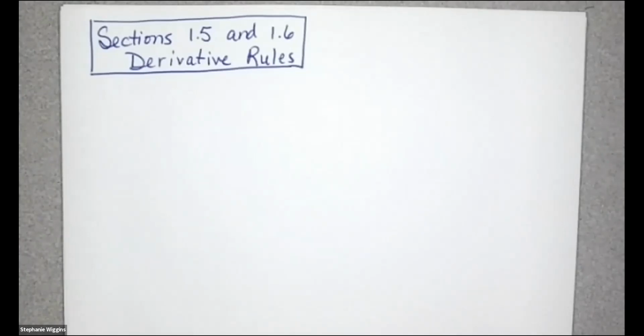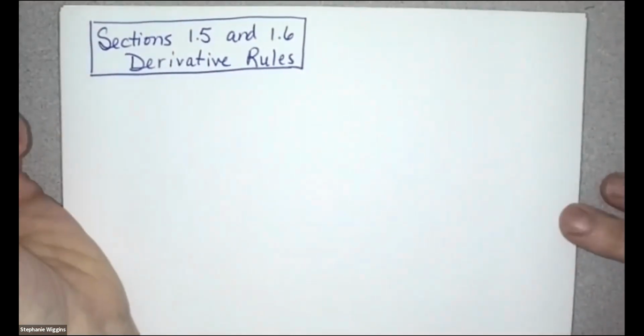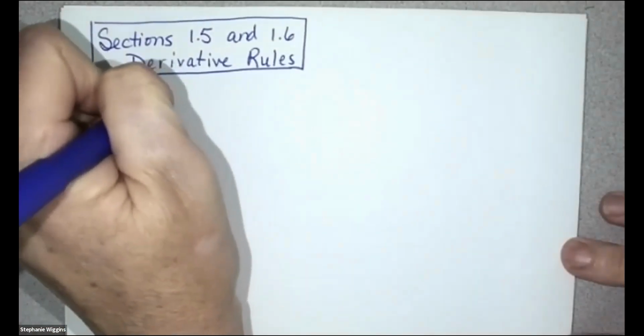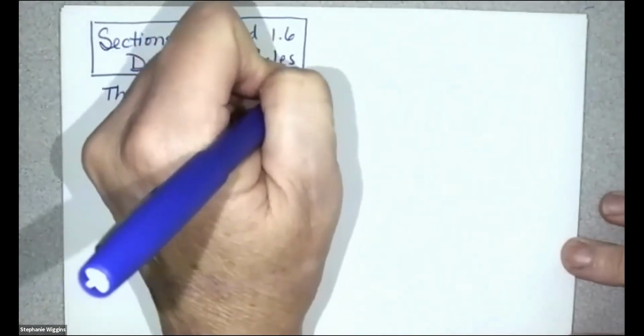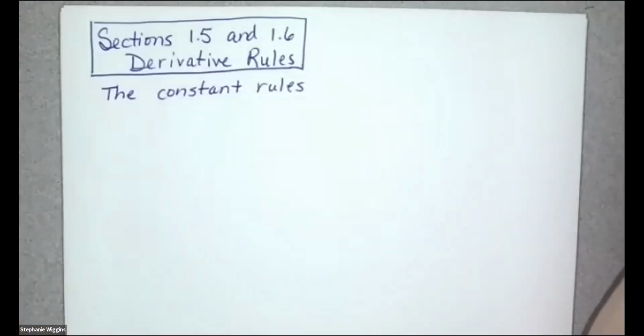Covering derivative rules. I started last time with section 1.5, and I'm going to continue with that and also cover section 1.6 today. Let me just go over the rules that we discussed last time. There are actually two constant rules. The first one just says the derivative of a constant is 0.